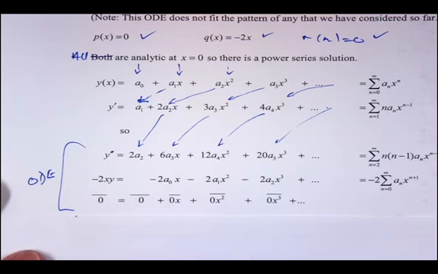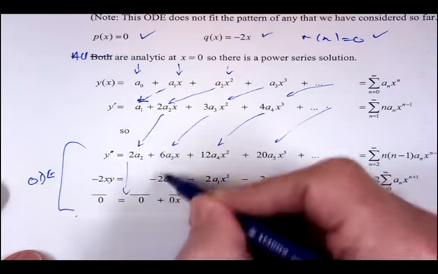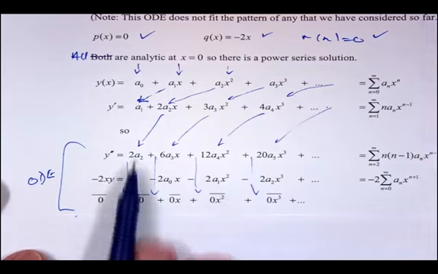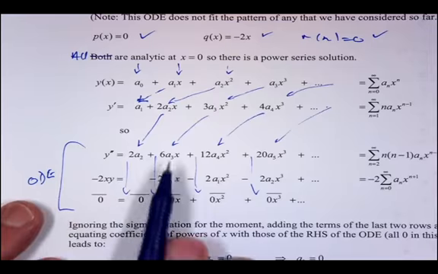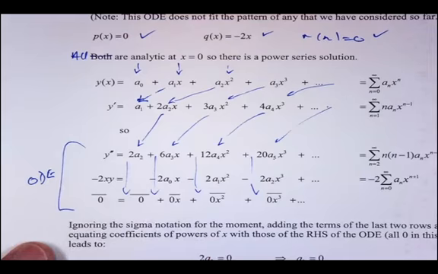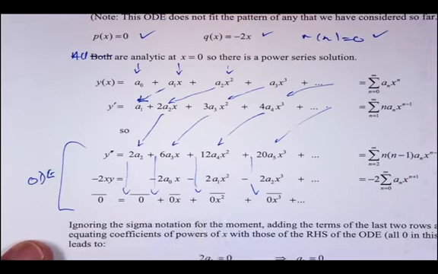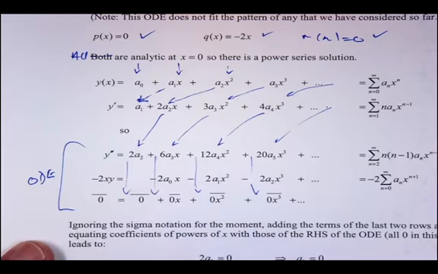All right? And now the only way that this can be true for all values of x is if each of these coefficients of x match up. So the 2a2 must be 0. And then the 6a3 minus 2a0 must be 0. And the 12a4 minus 2a1 must be 0. And if these were other things, because this was a power series of a different function, then they would still have to match up to whatever those coefficients are.